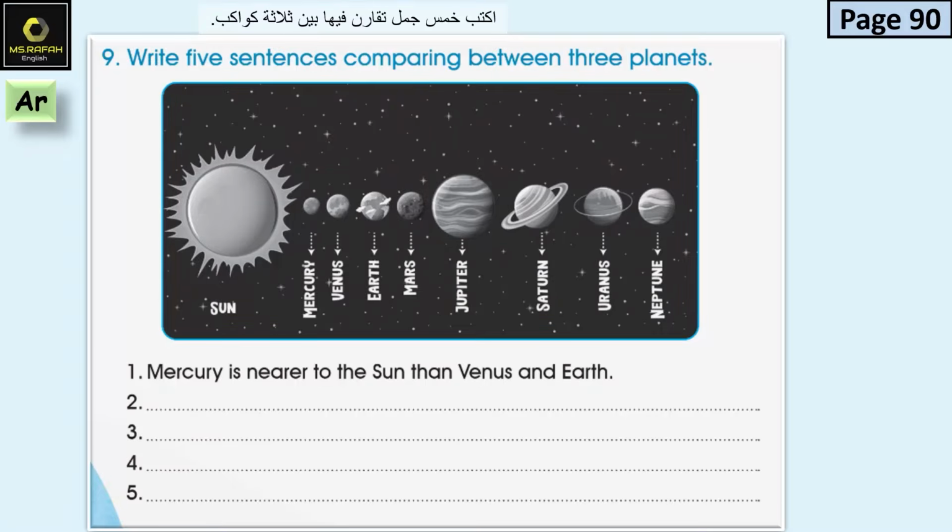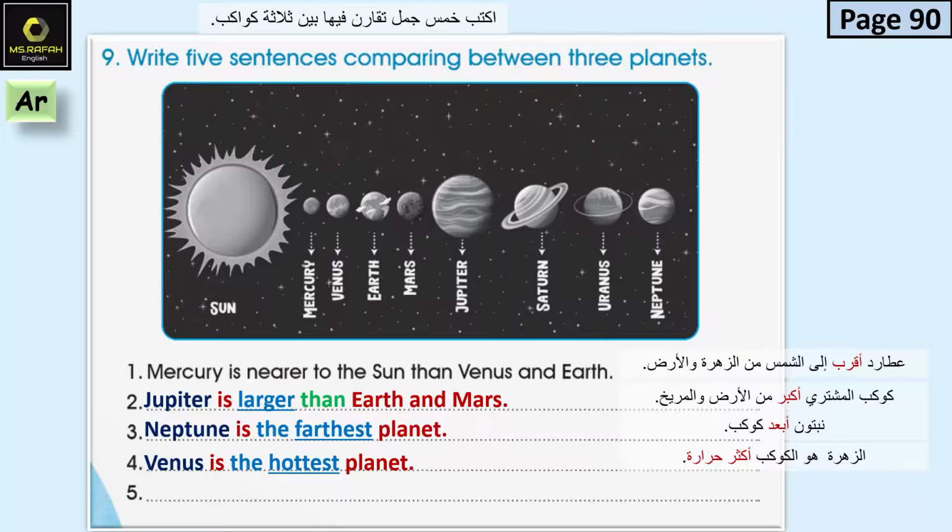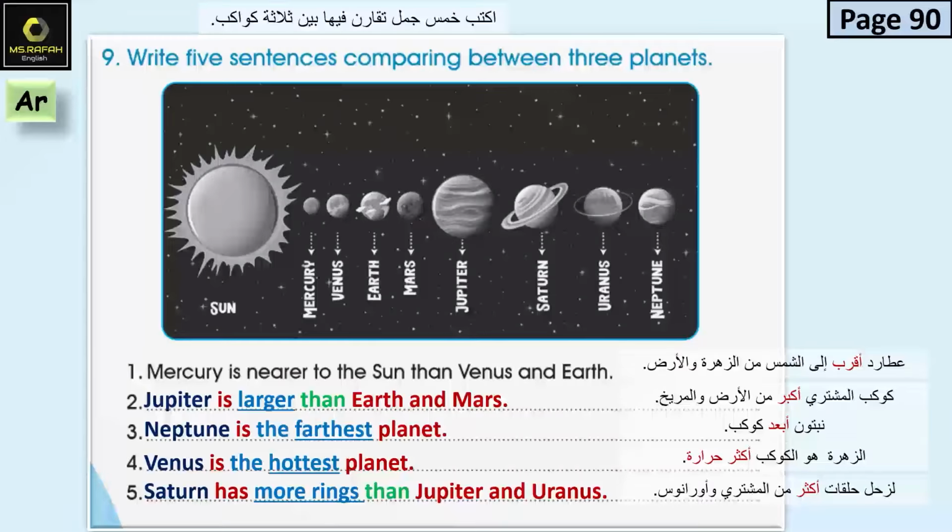We can say: Mercury is nearer to the Sun than Venus and Earth. Jupiter is larger than Earth and Mars. Neptune is the farthest planet. Venus is the hottest planet. Saturn has more rings than Jupiter and Uranus.